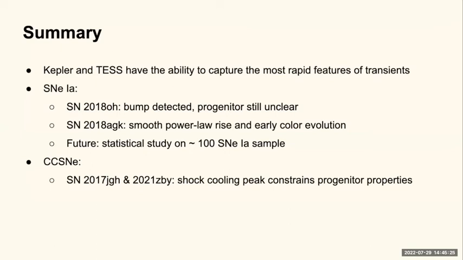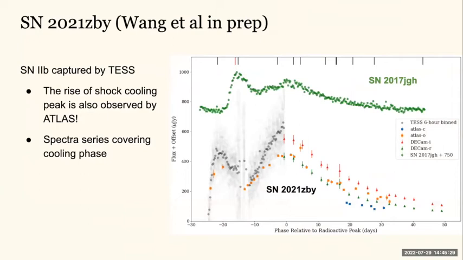Really nice talk. For the 21ZBY data, my first question is, do you have more complete spectra? Because I remember for 17, the other one, JGH, there weren't a lot of spectra, so there wasn't a lot you could really figure out. I think in Patrick's paper, there is only one spectrum around the radioactive peak. Okay, that's very cool. For 21ZBY, we have a spectrum around the shock cooling peak. Okay, awesome.